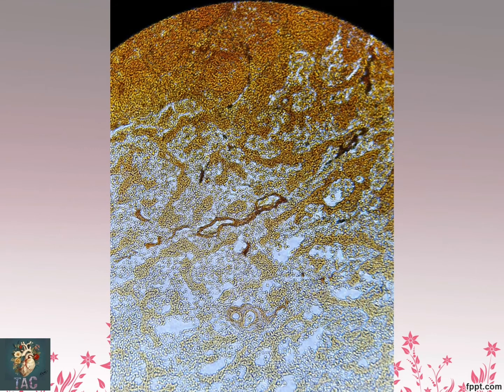Again, the slide of the lymph node at higher magnification. In this again you can see this is the outer area where the cortex is present, and this is the medulla where you can see the medullary cords are present. These are all medullary cords which are present, and this is again the slide of the lymph node at higher magnification.